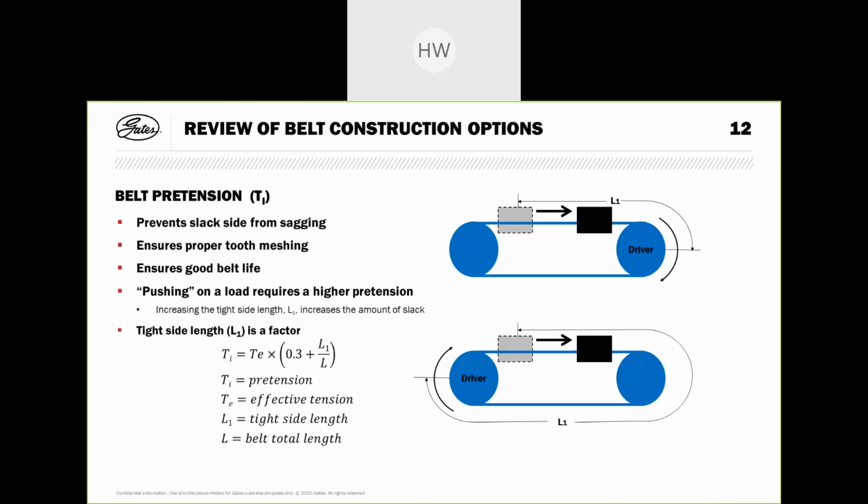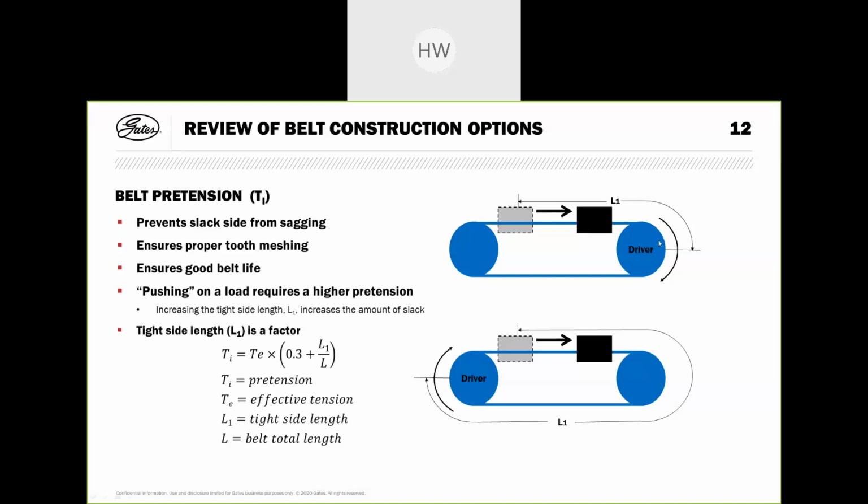What does the pretension do? The belt pretension prevents the slack side from sagging, and it ensures proper tooth meshing. And with proper tooth meshing, we have a good belt life. So we can see 2 typical examples here. It's a linear actuator, and the linear actuator needs to move a certain mass or weight from A to B. And we have 2 applications here.